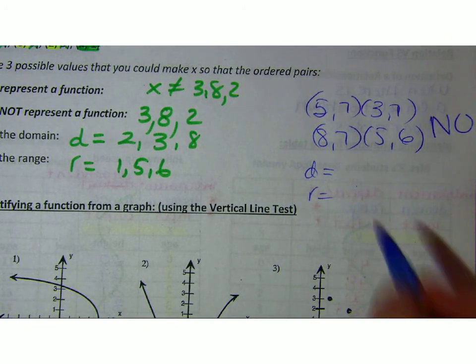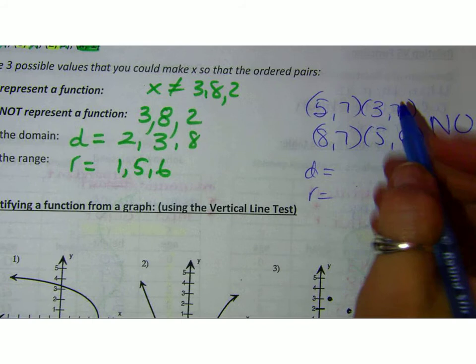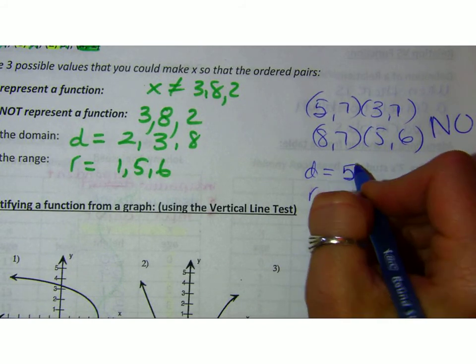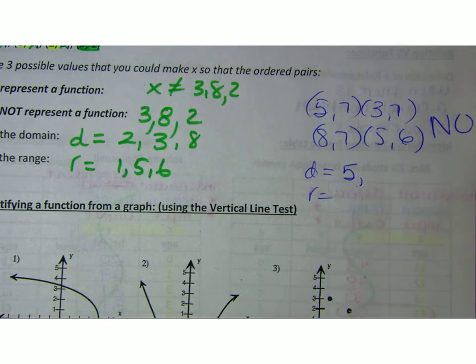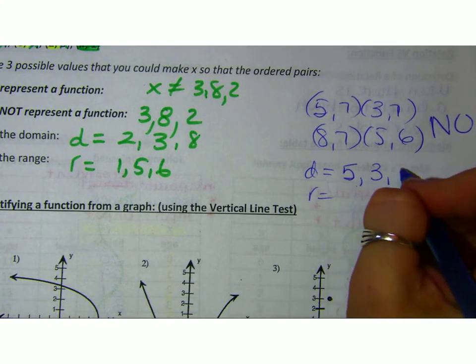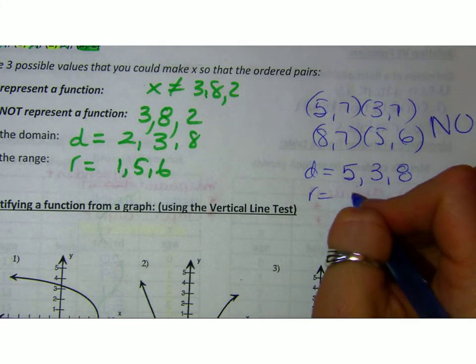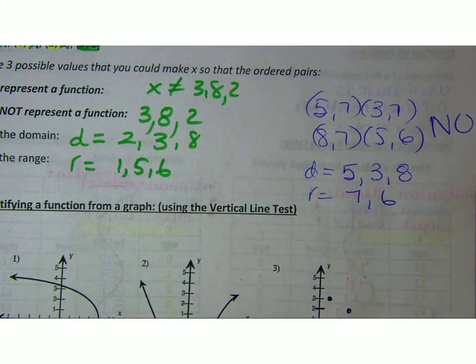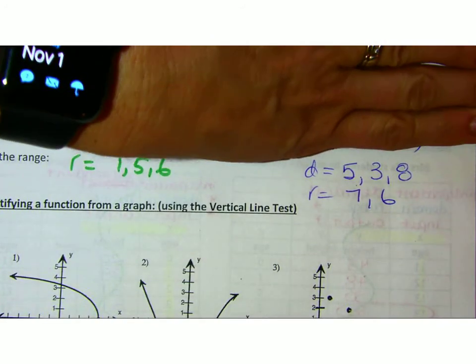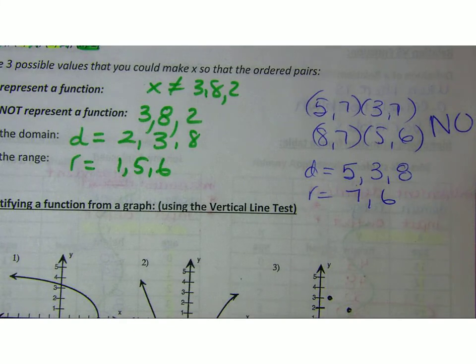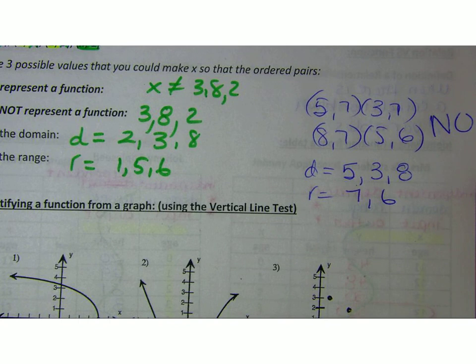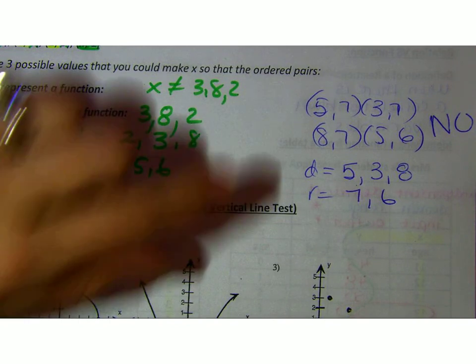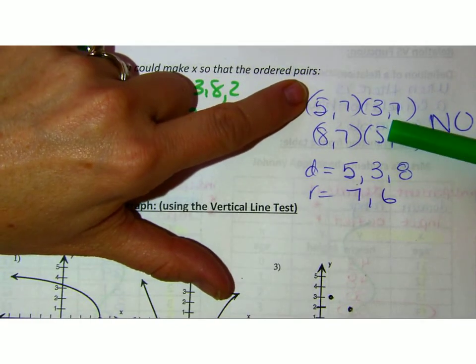Now hold on a second. There's 2 5s. So if I say 5, I only really need to write one of them, 3, 8, and my range is 7 and 6, because I don't need to write the repeating ones. Why do you not want to use your list of domain and range to tell whether it's a function or not? Why do you want to use your ordered pairs? Because if you have a repeating y or x value up here, but you don't write it in your domain, then you're going to think it's a function, and it's really not.